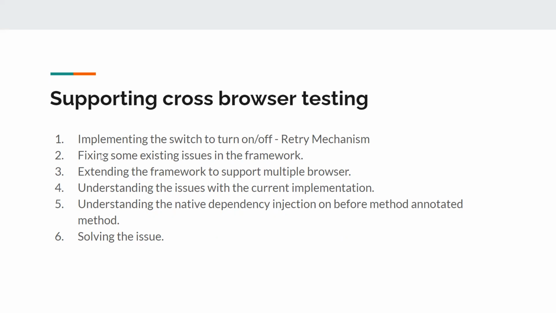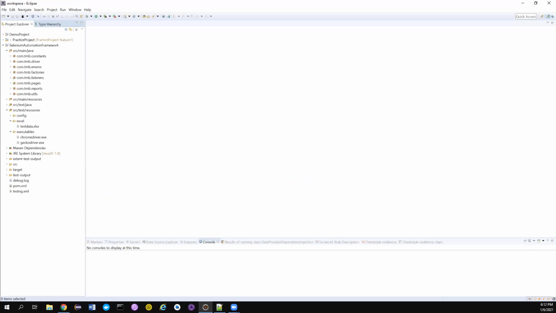And we also have some small issues in our framework. We'll try to fix those, and then we'll see how we can extend the framework to support multiple browsers. Then you'll also understand what the issue is with the current implementation. If you don't understand this fourth point, that's absolutely fine. You will understand it after I implement the third one, so please have patience. And at the end, we'll also see what native dependency injection is, and how it can help solve the problem we have in the fourth point. This might be a little confusing now, but believe me, you will understand it. Using dependency injection, we will solve the issue. This is the agenda for today's class.